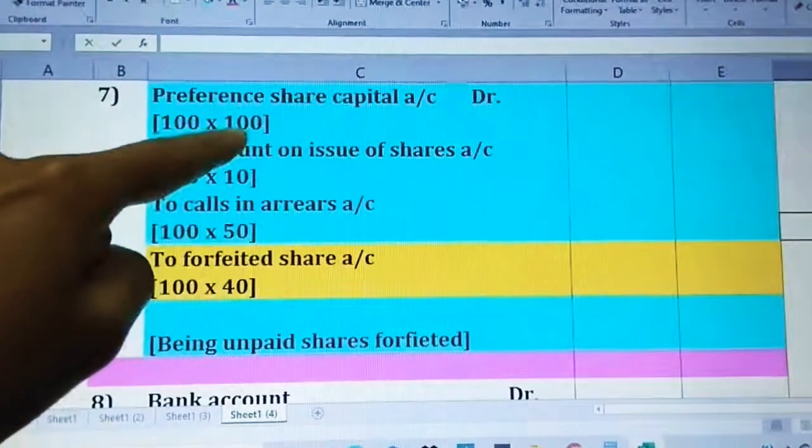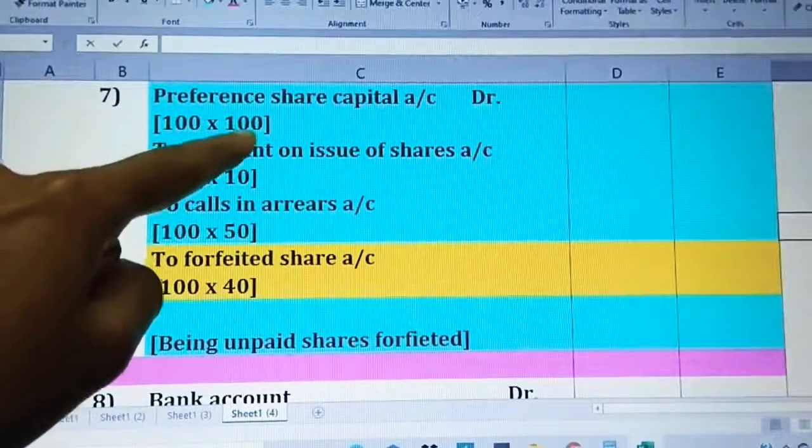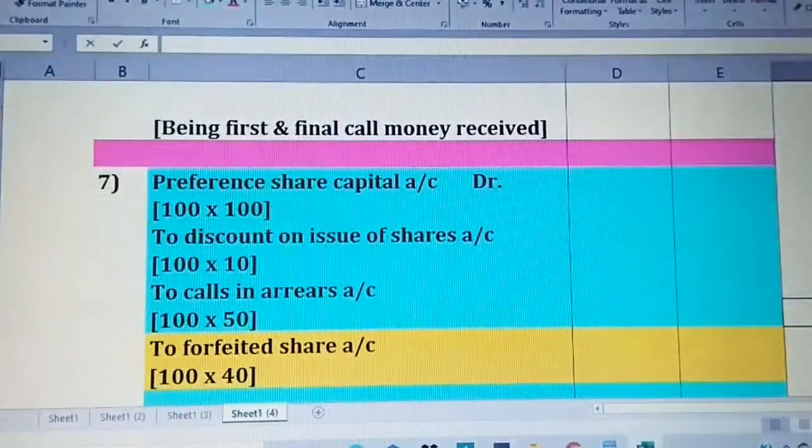Share capital always face value. If it is 10 rupees, take 10. If it is 100, take 100. Based on that, each rates will differ. Clear? Now let us go for the calculation.